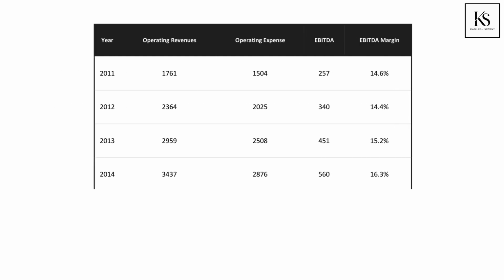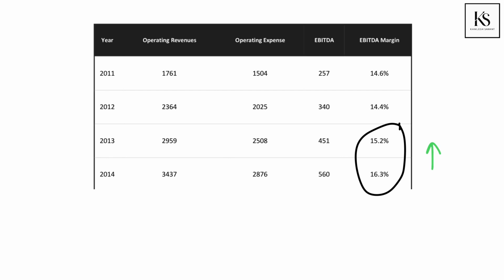And in fact, on a closer look it is clear the EBITDA margin is increasing. This is a good sign as it shows consistency and efficiency in the management's operational capabilities. In 2011, the EBITDA was Rs 257 crores and in 2014, the EBITDA is 560 crores. This translates to a 4-year EBITDA CAGR growth of 21%. Please note, we have discussed the formula for CAGR in the previous videos.